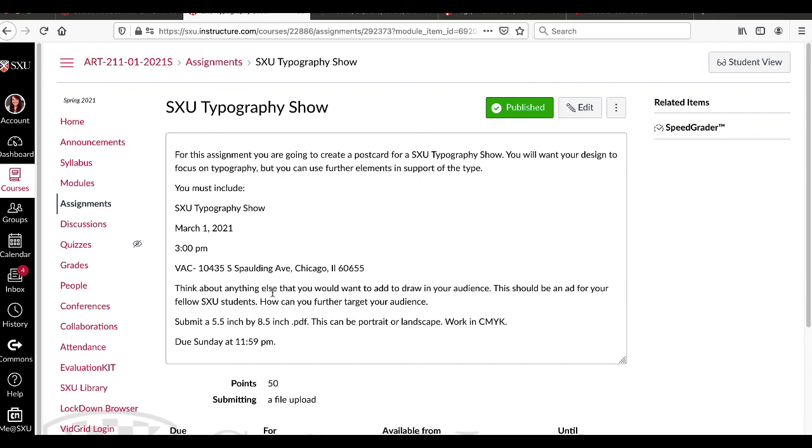Now, you might want to put in a paragraph of text that says, what is typography? You may want to include directions from a local area. Think about postcards that you've seen and what typography they have on them, and think about, again, what graphical elements you'll want to use. This is the base text that you can use, but I would recommend that you add more information than this. Think about your font choices and everything that we've talked about so far. This will be a 5.5 by 8.5 inch PDF. It can be portrait or landscape. Make sure you're working in CMYK because ultimately this would be a printed piece. Due Sunday at 11:59 p.m.